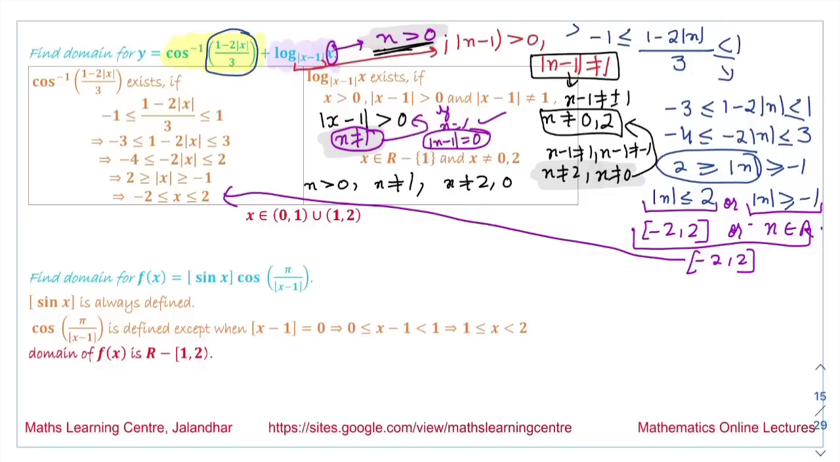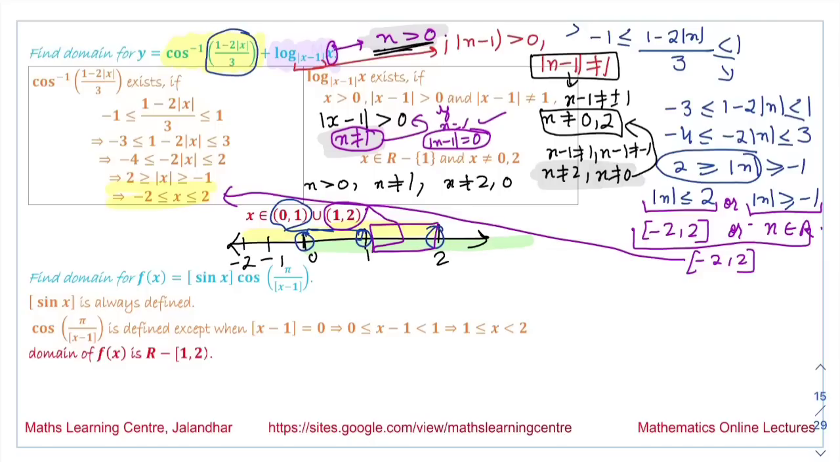On combining all these values, if we draw the number line, this is the number 0, this is 1, this is 2, this is minus 1, and this is minus 2. From this condition, we have this region between minus 1 and minus 2. Next, x is greater than 0, we are talking about these values. Then 1 is not included, 0 is not included, and 2 is not included. So the common region we are left with is 0 to 1 and this region 1 to 2, union. So the values of x are the interval 0 comma 1 union 1 comma 2.